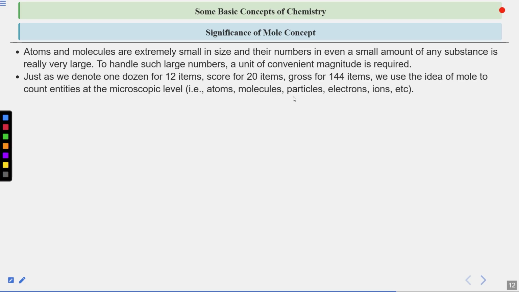Again, we have different types of units like score for 20 items. Score is for 20, gross is for 144. And from that same idea, we have the mole, which is applicable for the microscopic level, like your atoms, molecules, particles, electrons, and ions.